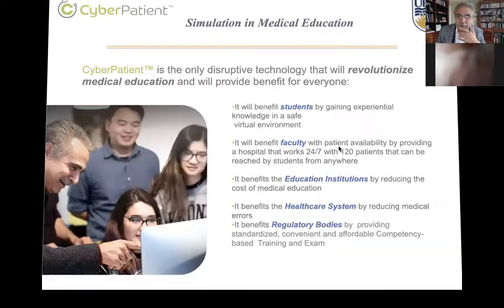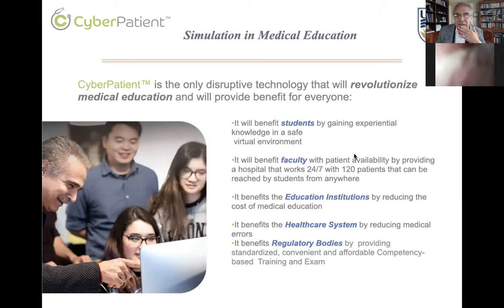So in summary, I can tell you that CyberPatient is the only disruptive technology, in our opinion, that will revolutionize medical education and will provide benefit to everyone. It will benefit students, it will benefit the faculty, and it will benefit the educational institution by reducing the cost. It will support the healthcare system by reducing the cost. It also can be used by regulatory bodies.